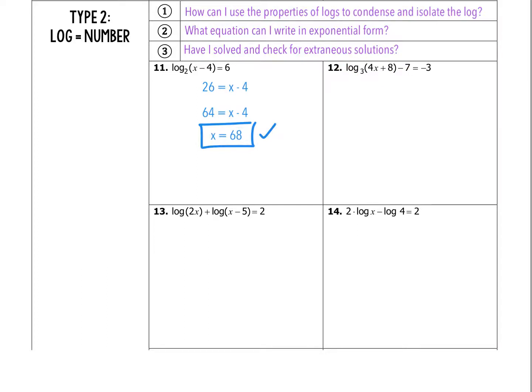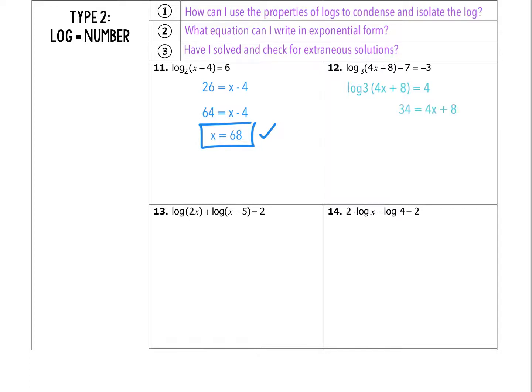So just like I would in normal algebra, I'm going to move that 7 over to the other side, so I'm going to add 7. And that gives me log base 3 of 4x plus 8 equals 4. So I have condensed and isolated the log. So what equation can I write in exponential form? Log base 3, so it's going to be 3 to the 4th equals 4x plus 8.